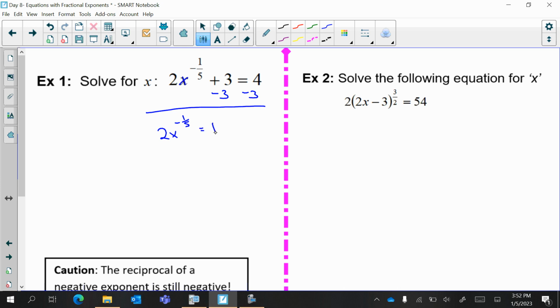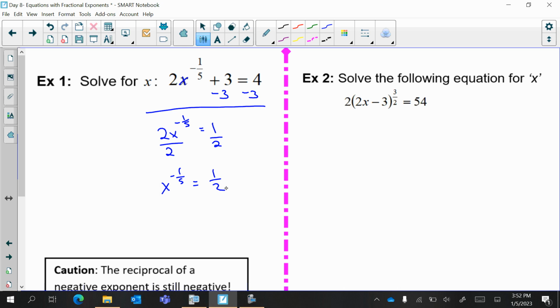Now we're going to get rid of what's in front, that coefficient. So we're going to divide by 2. And we get that x to the negative 1/5 is equal to 1/2. You might want to write 0.5. No, you're not wrong. But I will tell you it is easier to keep everything as fractions for this lesson.